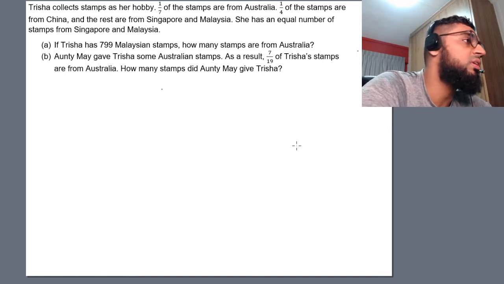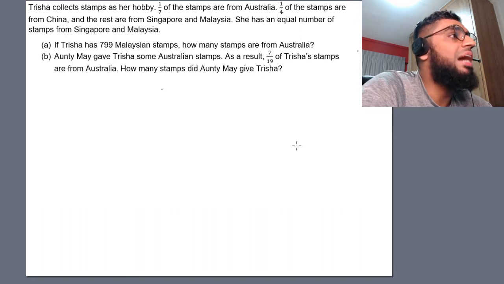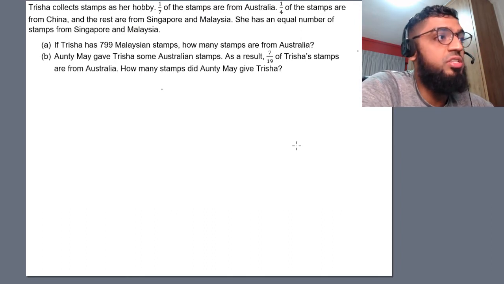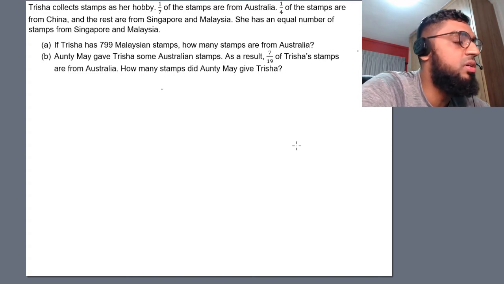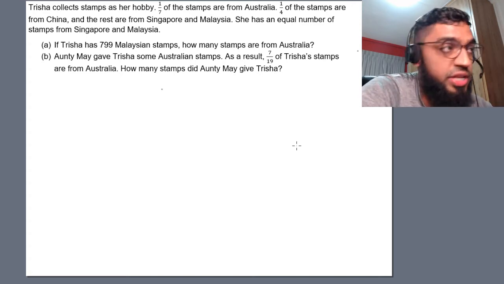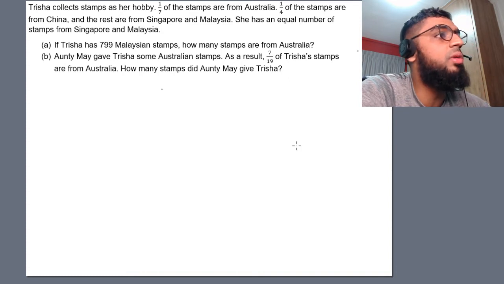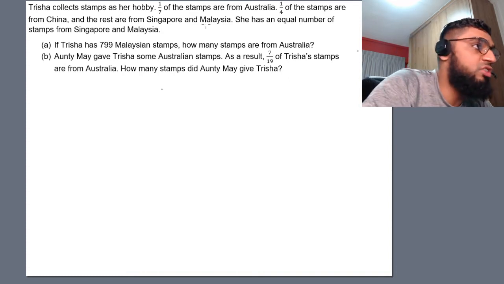First question. Second question. Auntie May gave Trisha some Australian stamps. As a result, 7 out of 19 of Trisha's stamps are now from Australia. How many stamps did Auntie May give Trisha? So let's approach this by using our HMC.